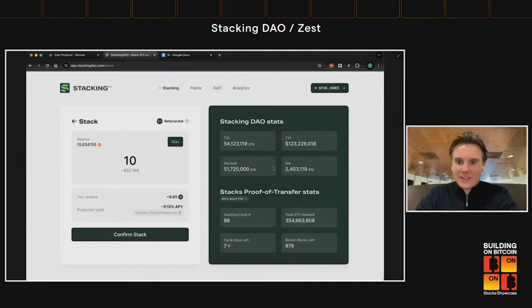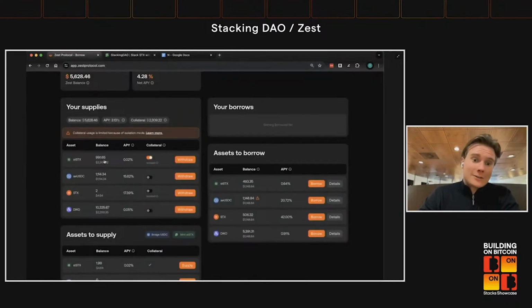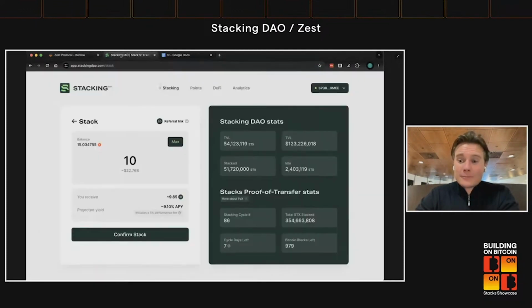And here we see some statistics. There's a lot of money deployed in StackingDAO, about $123 million. When you come here to mint staked STX, you can then deploy that staked STX on Zest protocol to earn more yield and to do more things with it. That's very nicely how all these things interact.